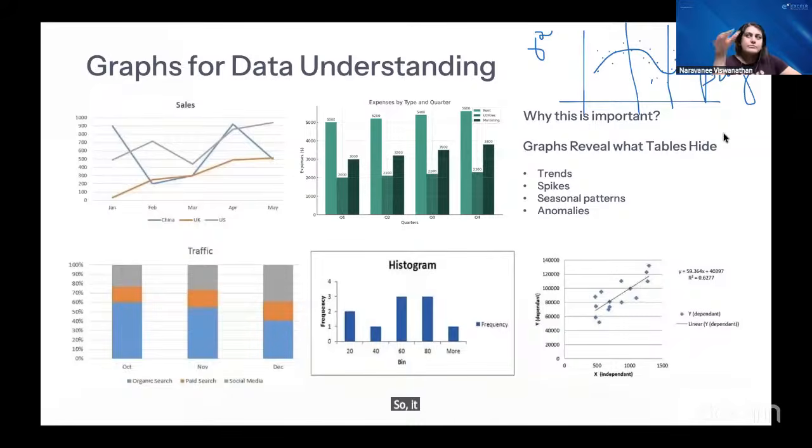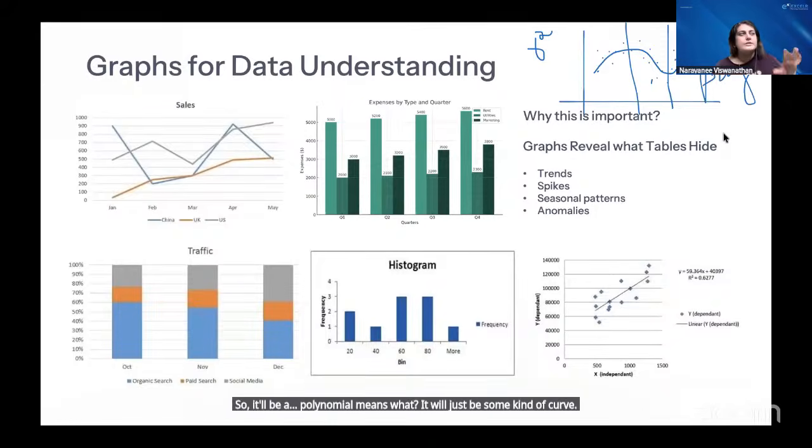So polynomial means what? It will just be some kind of curve. Rather than fitting a straight line, I will fit a curve. Is it clear?